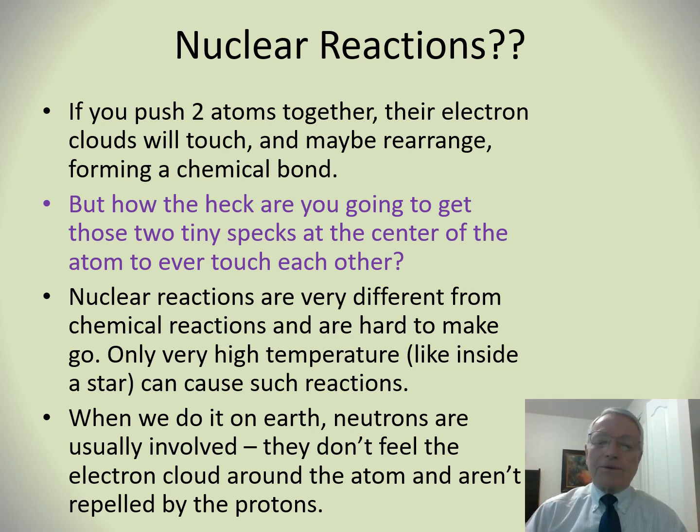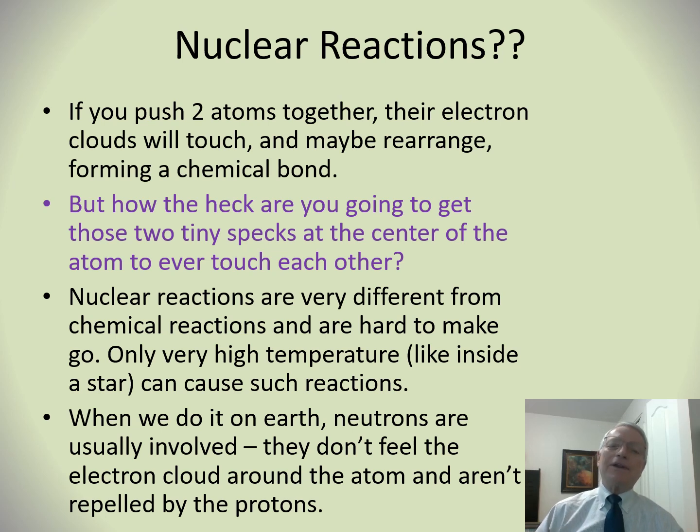There are nuclear reactions, just like there are chemical reactions. If you take two atoms, shove them together a little bit so that their electron clouds touch, they might rearrange and form a new kind of electron orbital, and that's what's called a chemical bond. So a similar thing can happen with nuclei, except there's a problem here. How are you going to get those two tiny specks, 10 to the minus 5 of the size of the atom, how are you going to get them to ever touch each other?